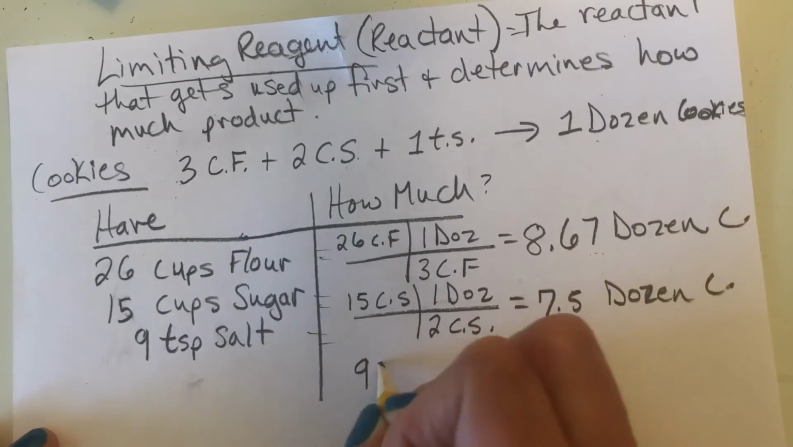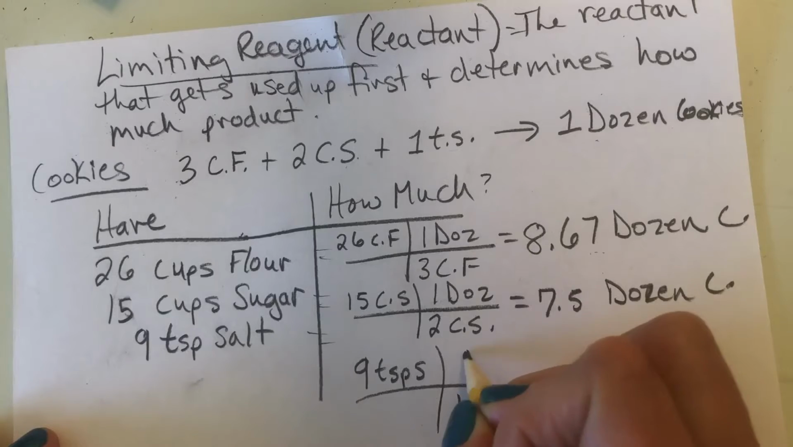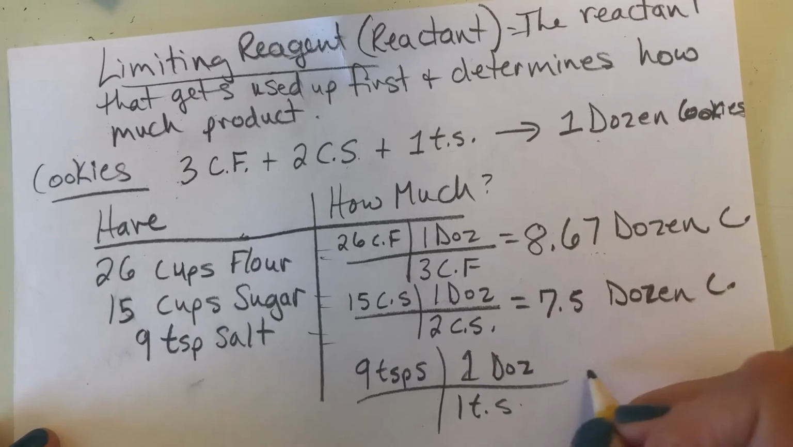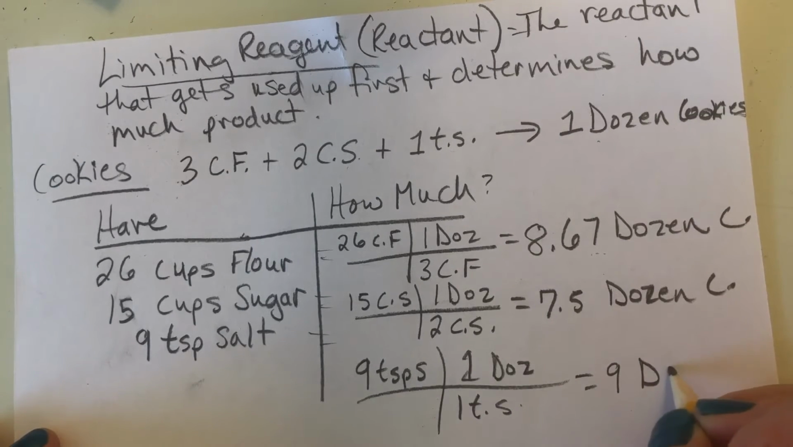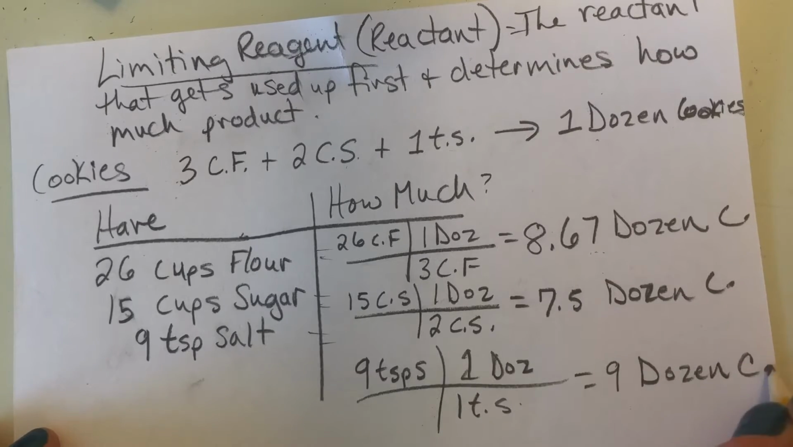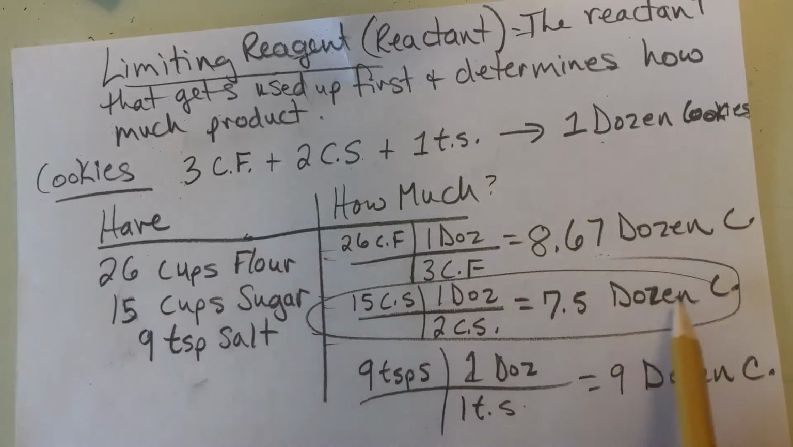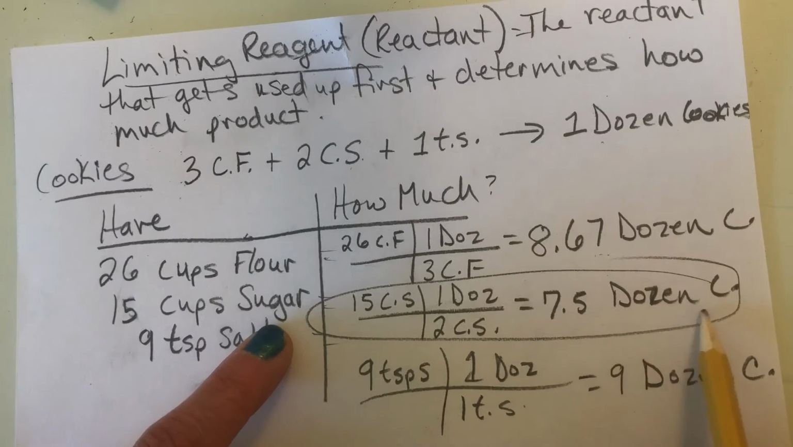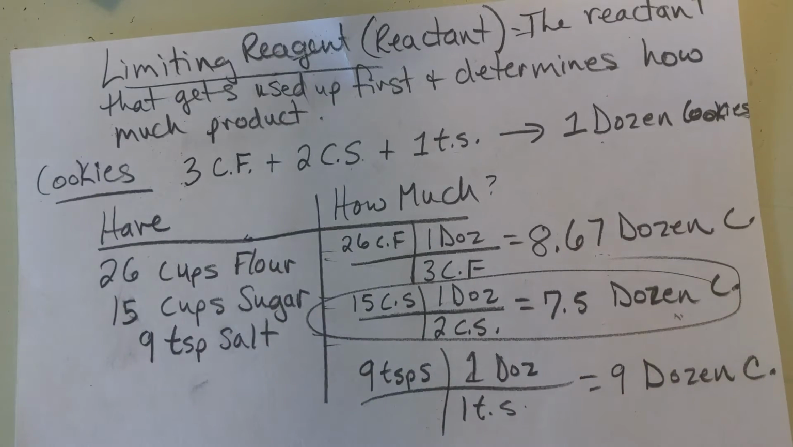But let's make sure. 9 teaspoons of salt. And in the recipe, we only need 1 teaspoon of salt to make 1 dozen cookies. A 1-to-1 ratio. So we could make 9 dozen cookies. We know since the 15 cups of sugar is going to make the least amount of cookies, that's your limiting reactant. The flour and the salt are what we call excess reagents or excess reactants because we have them in excess. They aren't the limiting reagent.